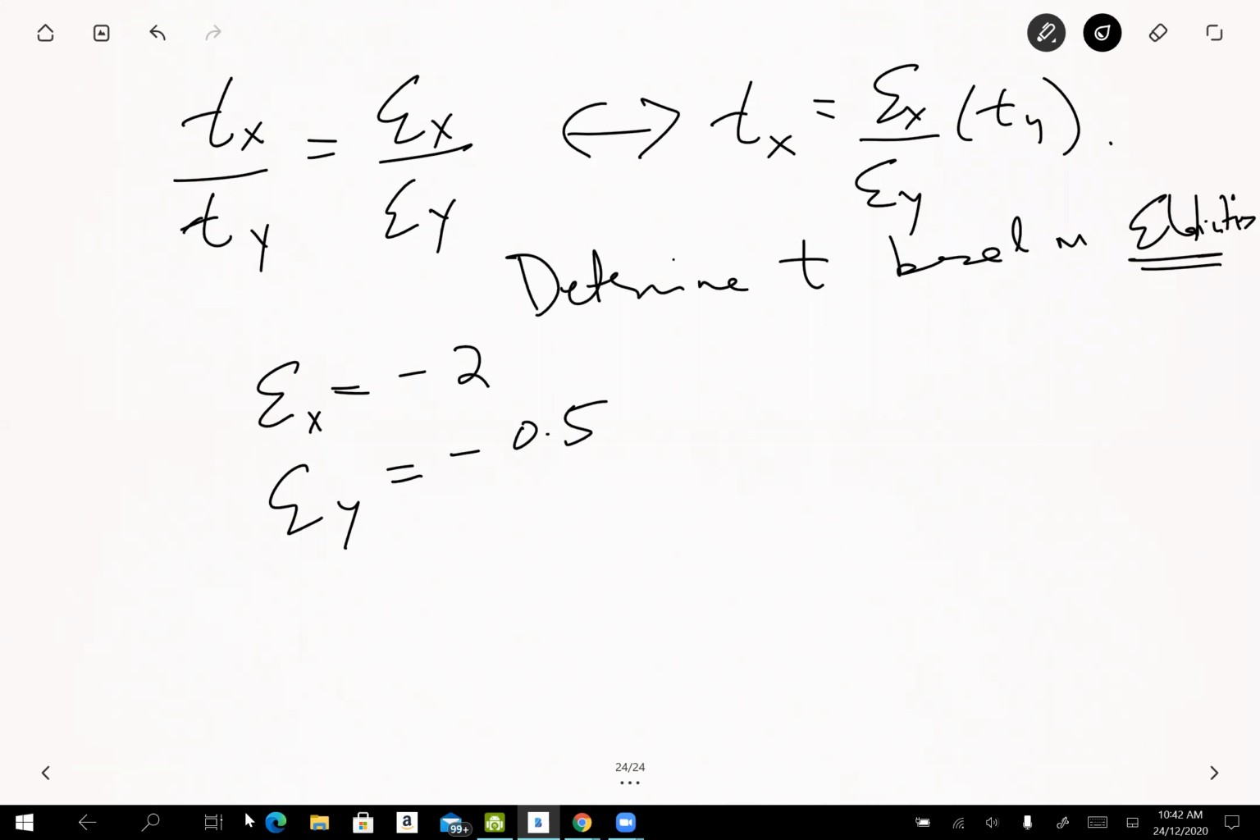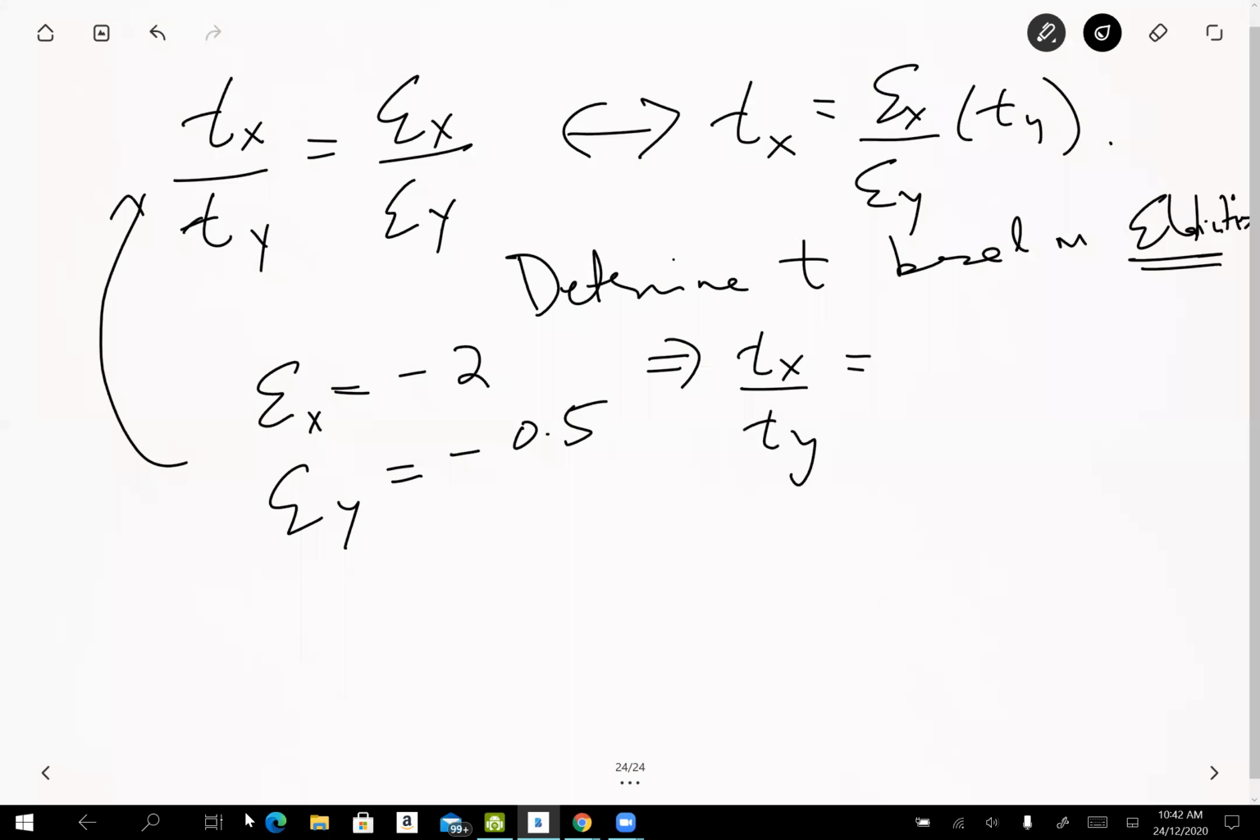So I put into that ratio, then what do we get? I get Tx over Ty equal to -2 divided by -0.5. Okay, what is the ratio? 2 divided by 0.5 will be equal to 4. Is that right? 4? Is this ratio correct?